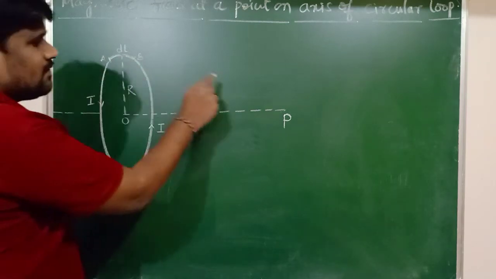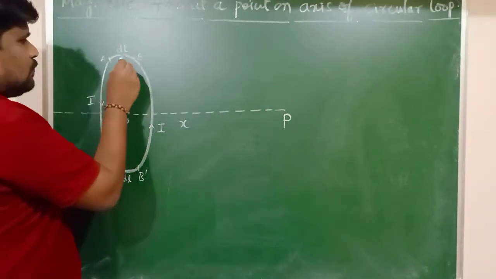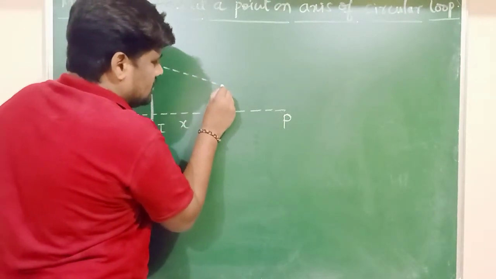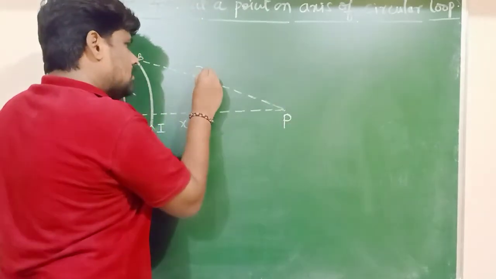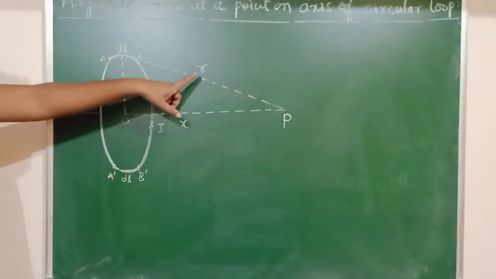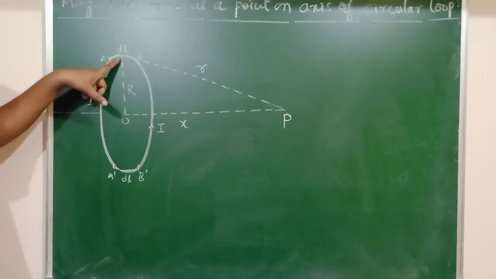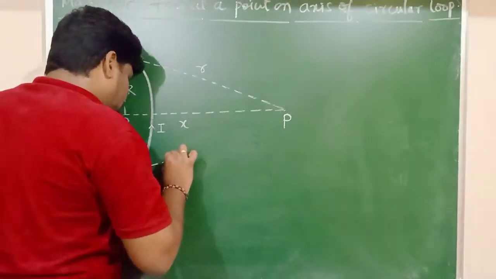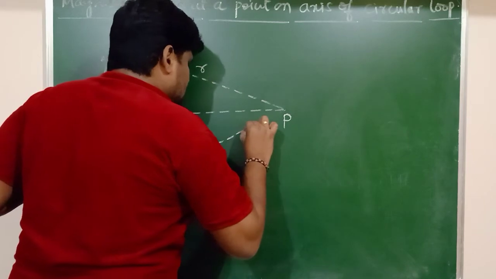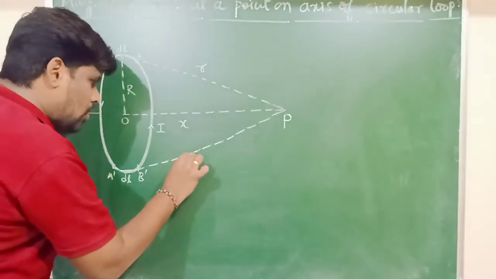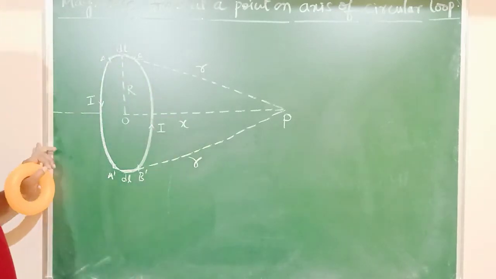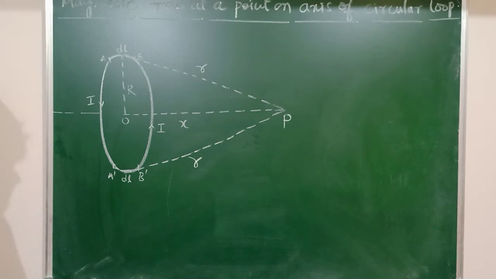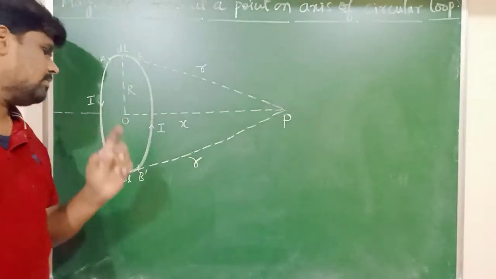So what is the distance of the point P from the first current element? Of course, the distance of the point P from the first current element, I will take it as a small r. Concentrate here. What is small r? R is the distance of the current element from the point P. This current element is also at the same distance. The distance of this current element from point P is also R here. R is the distance of the point P from the first current element as well as the second current element, and X is the distance of the point from the center.